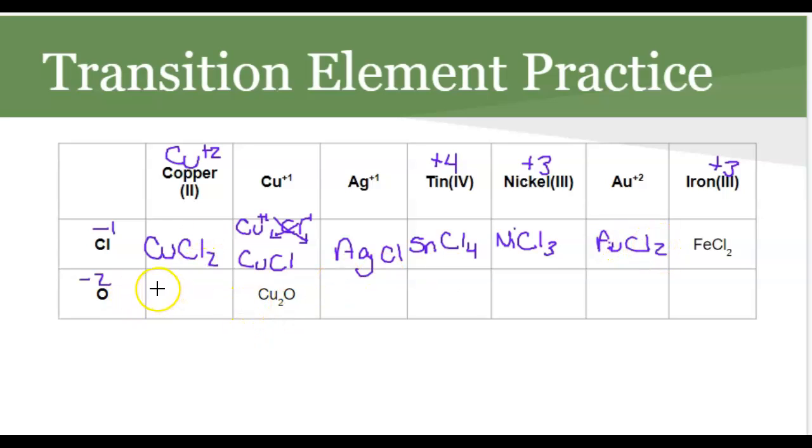Then kind of going down to the next row with oxygen, copper has a +2, oxygen has a -2. So that works out just fine. Ag is +1, so I'm going to need 2 of them to balance out oxygen.